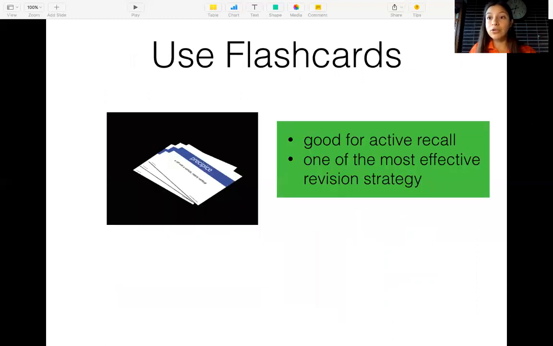Another good way to practice the words is by using flashcards. On one side of the flashcard put the word and on the other put the definition, so you can practice both ways. You can either guess the word based on the definition, or read the definition and then spell the word on the other side. You can even get a parent to read out the word for you. Flashcards are great. They're good for active recall, so it helps you remember the words a lot better, and it's one of the most effective revision strategies.